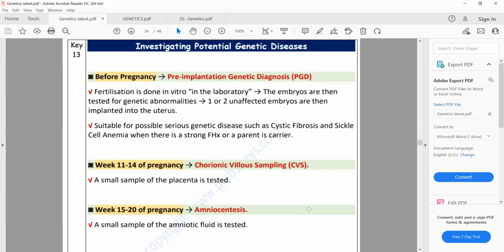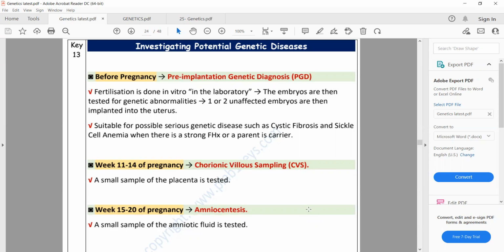It is suitable for serious genetic diseases such as cystic fibrosis and sickle cell anemia when there is a strong family history or a parent is a carrier. So if there is a strong family history of a serious genetic disease, or if the parent is a carrier, then we can do pre-implantation genetic diagnosis.